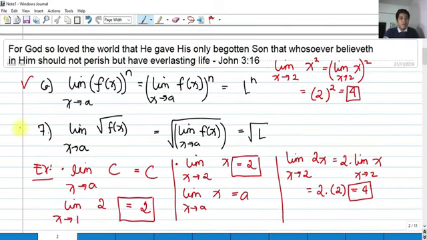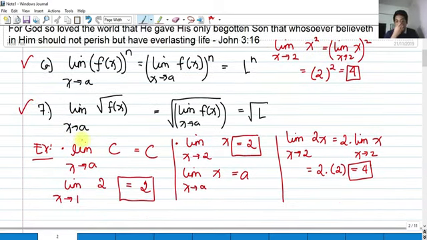So, lastly, for our number 7 property, the limit of the square root of f of x as x approaches a is simply equal to the square root of the quantity of the limit of f of x as x approaches a, which is the square root of L, where L is the result of the limit. So, let's try the limit of the square root of 2x as x approaches 2.